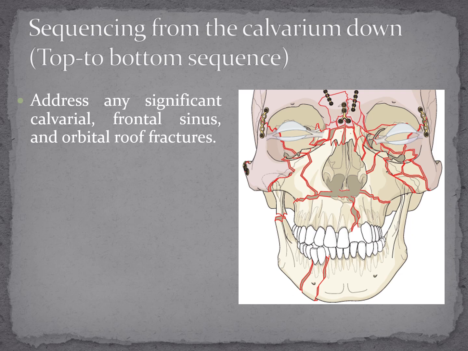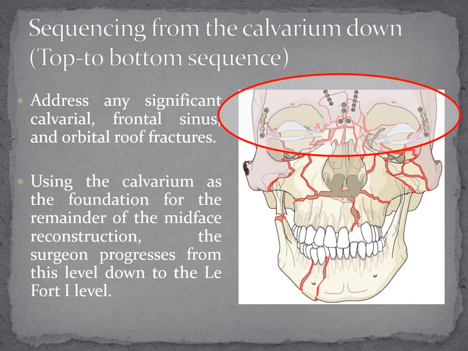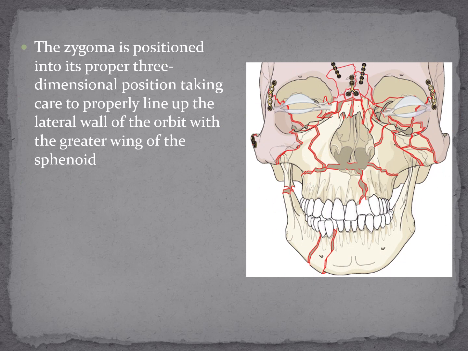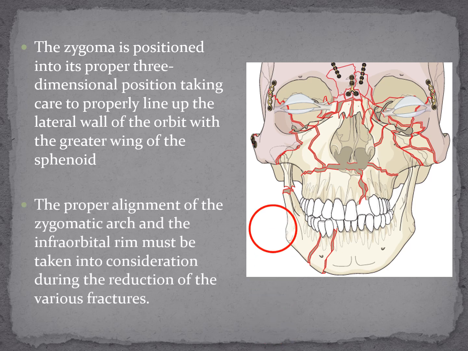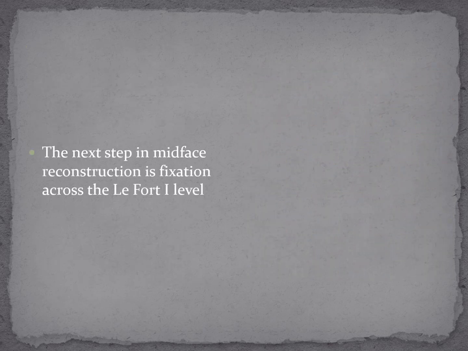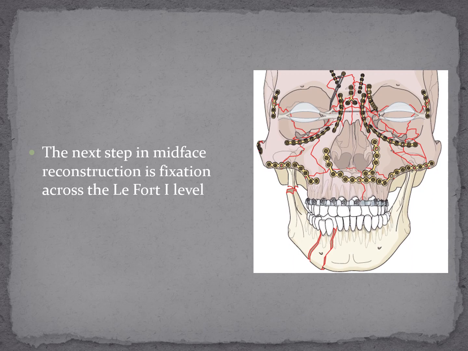In this, we first address any significant calvarial, frontal sinus and orbital roof defects. Right? Then, as a foundation of the calvarium, we progress down to the leaflets. Then the zygomas are positioned in the proper three-dimensional orientation, and the lateral wall of the orbit is lined up with the greater wing of the sphenoid. A proper alignment of the zygomatic arch is achieved, right? And the infraorbital rim is achieved so that the reduction can be taken further clearly. And the next step is the reconstruction of the midface across the leaflet 1 fracture level, right?